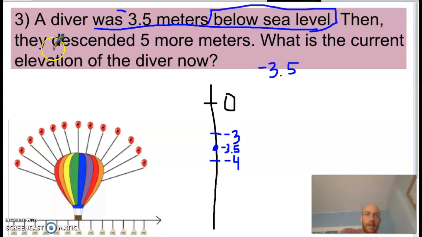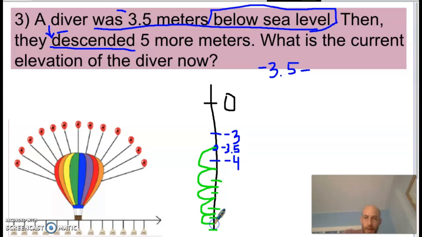Okay, then they descended. Descended, I remember D for down or subtract. 5 more meters. So they went down 5 more. Okay, so we're going to be going down or subtracting. So I know I'm going to go down some, so I'm going to put a bunch more hash marks in here to help me. All right, and when I go down 1, I'm going to go from the middle to the middle. That's 1 whole, right? Because I go half and half makes a whole. So 1, 2, 3, 4, 5.